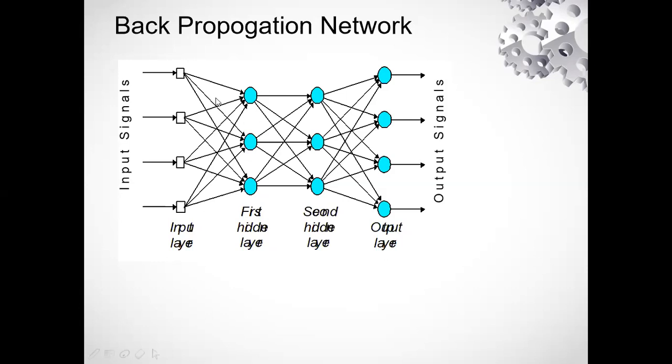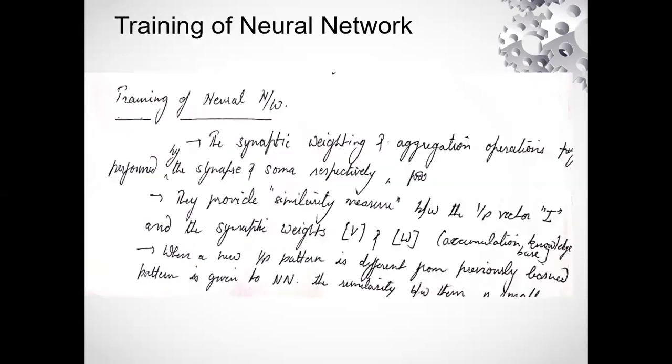Now in this we have two weights which are attached. This particular weight is called V and the other one is called W. Both are the weights. V is the link provided between the input layer and the hidden layer, and W is the link provided between the hidden layer and the output layer.